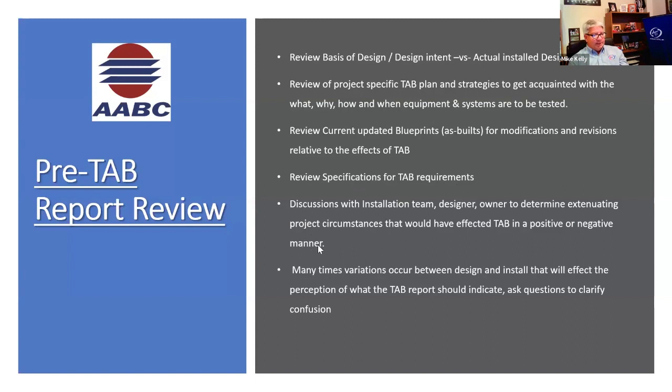Discussions with the installation team, designer, and owner to determine extenuating project circumstances that would have an effect on TAB in a positive or negative manner. Like I just discussed there, it's about blueprints, project specifications, and TAB requirements. What in a positive way or a negative way will this affect TAB, and how do we get you what you want at the end of this project? Many times variations can occur between design and install that will affect the perception of what the TAB report should indicate. Ask questions to clarify confusion.